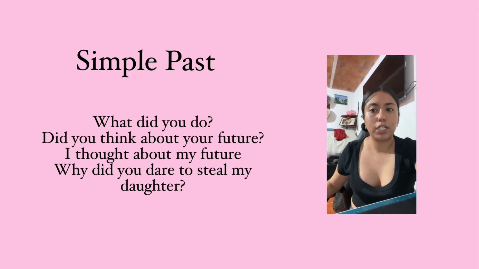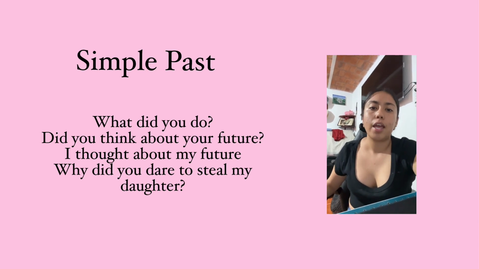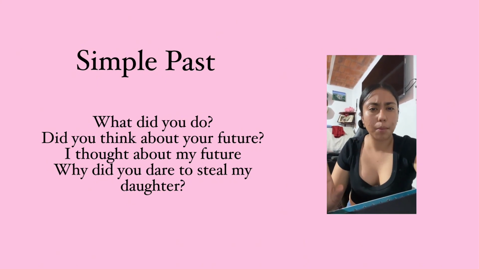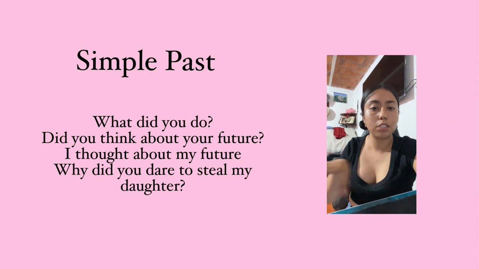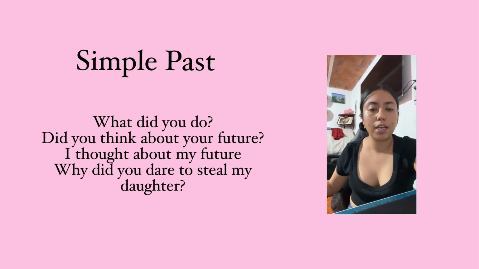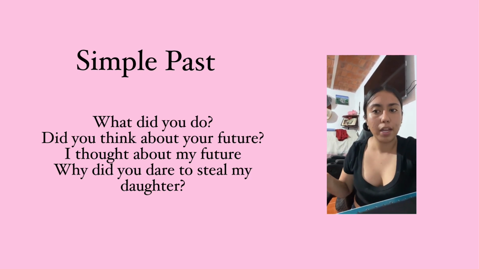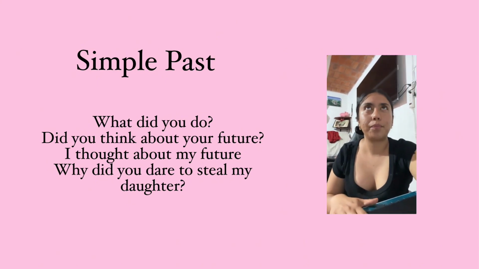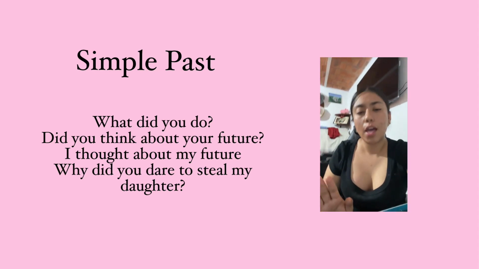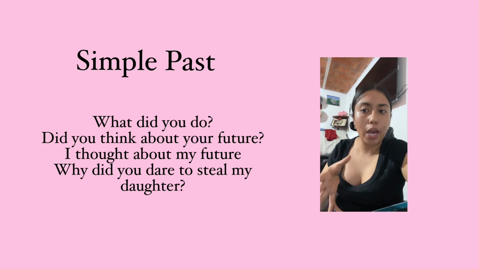And the second question is, did you think about your future? Did is the auxiliary for the question, and the following verb goes in its base form. You is the subject, think the verb in its base form, and about is a preposition. Your is a possessive adjective. Future in this case is a noun.